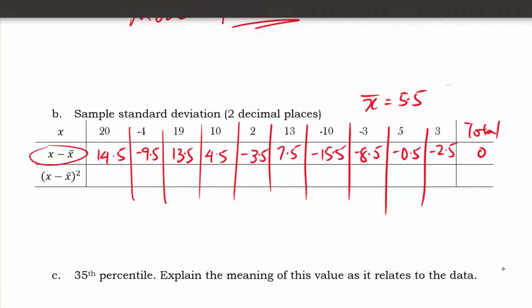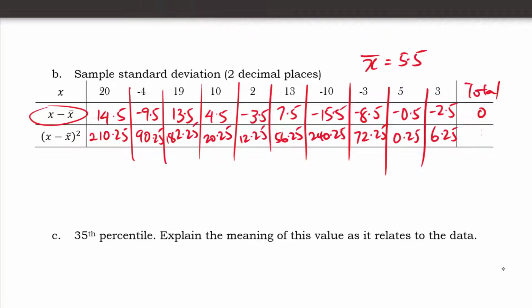Next, we need to square these distances from the mean. And that adds up to 890.5. So to find this standard deviation, we just need to take the square root of the sum of squared deviations and divide by n minus 1.